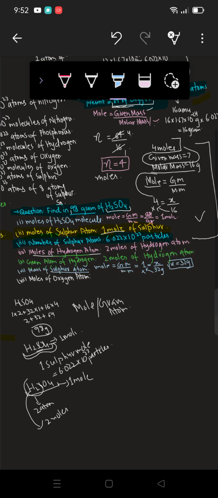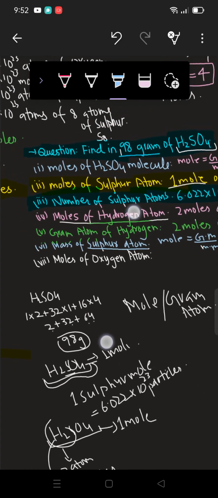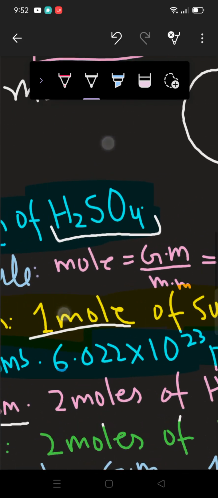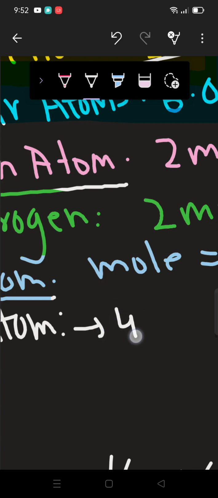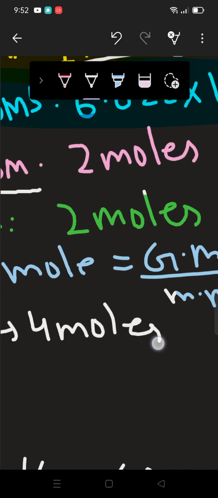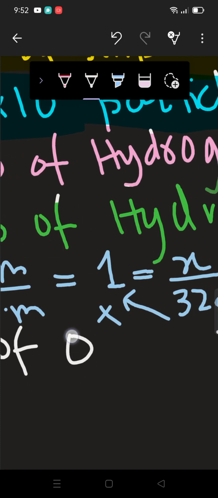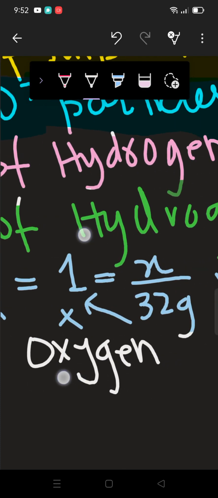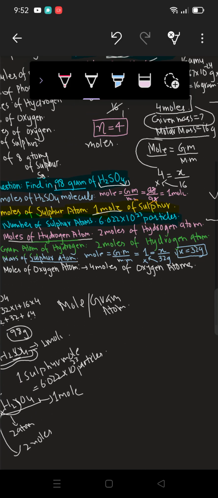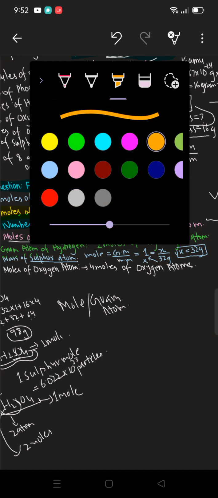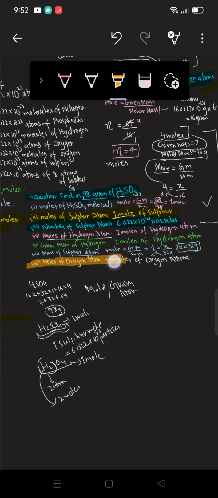Now we are moving towards our last but not the least, moles of oxygen atom. How many atoms are there in one compound of H2SO4? There are 4, right? So 1 mole of H2SO4 will have 4 moles of oxygen atom. So there would be 4 moles of oxygen atoms, right? 4 moles of oxygen atom. So we are done with our last question as well, right? This was very easy, right?